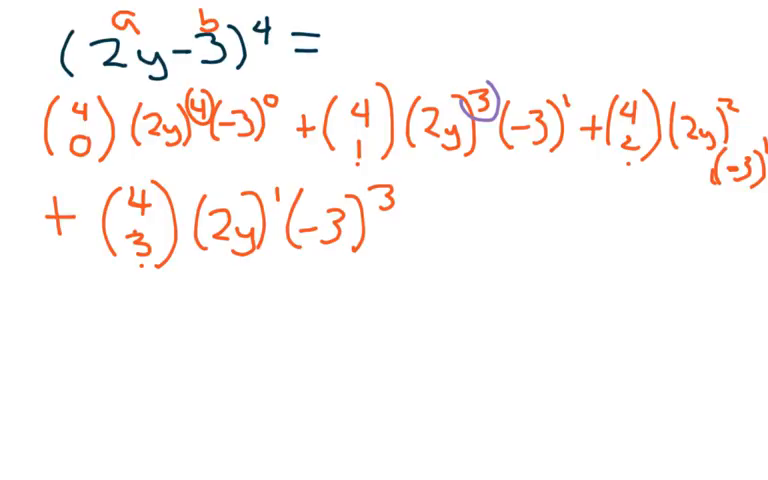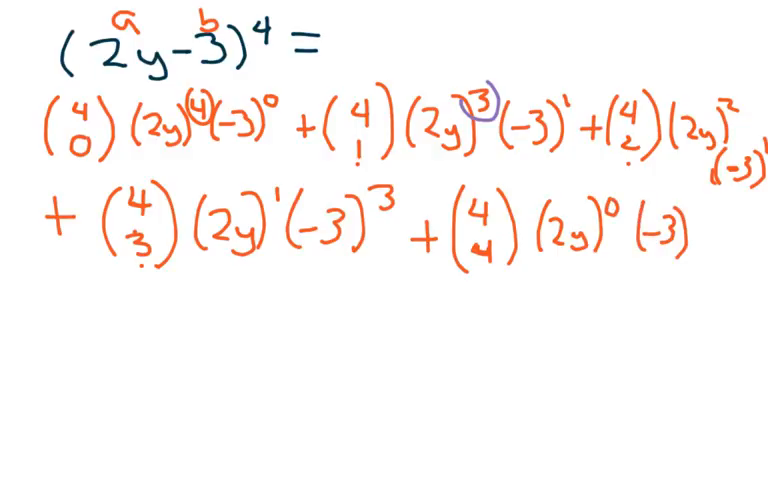Okay, now go to 4, 4, which is 2y to the 0, negative 3 to the fourth. All right. Now, we already know that 4, 0 is 1.